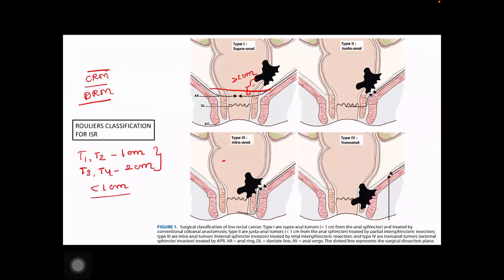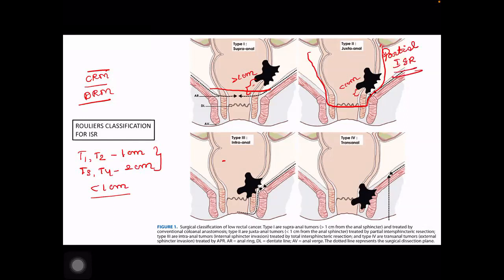Type 2 is less than 1 centimeter. The distance between the tumor and the anorectal ring is less than 1 centimeter. In that case, you take your resection plane and resect a part of the internal sphincter also, and then you take it off like this. This is called partial intersphincteric resection.